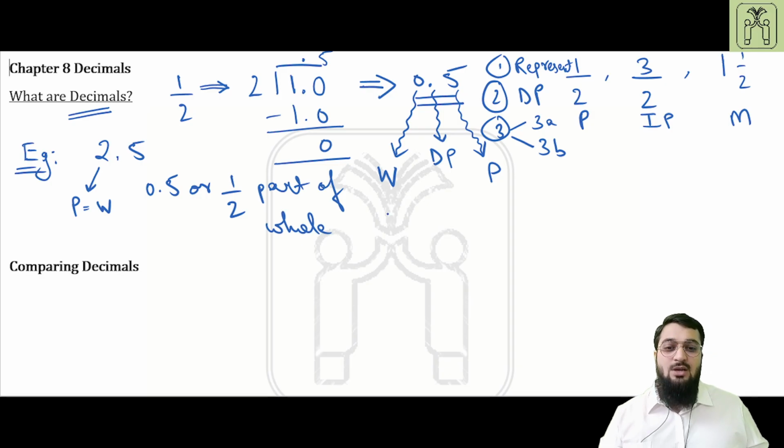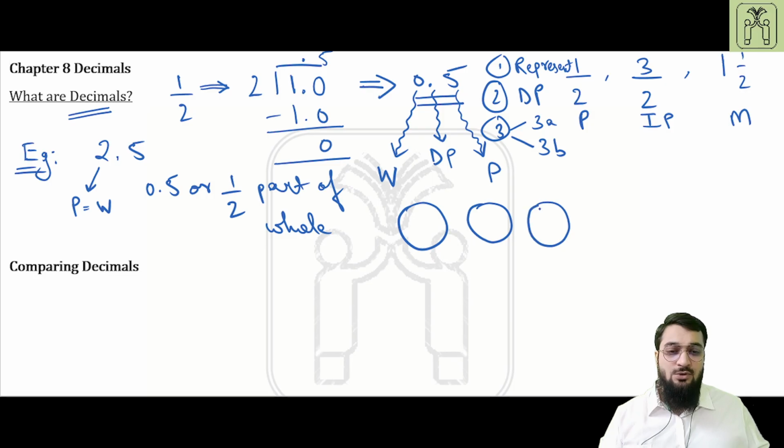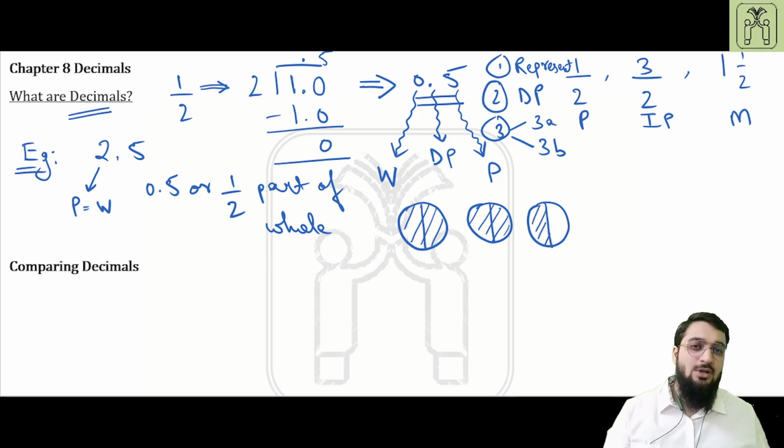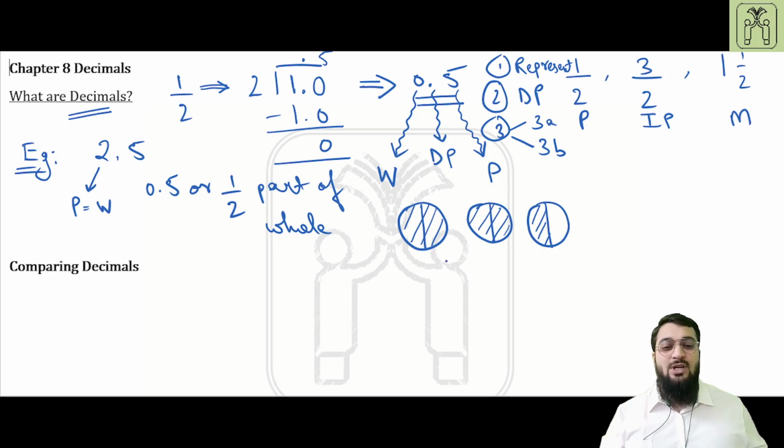If you want to represent it diagrammatically or pictorially, then what you will do, you will make one full circle, you will make another full circle, and you will make another full circle. Shade the first circle and divide it by 2. This will also be divided by 2 and shade this full circle, and this you will only shade half of it, not the total of it. And therefore you can write that this particular diagram represents the decimal 2.5.